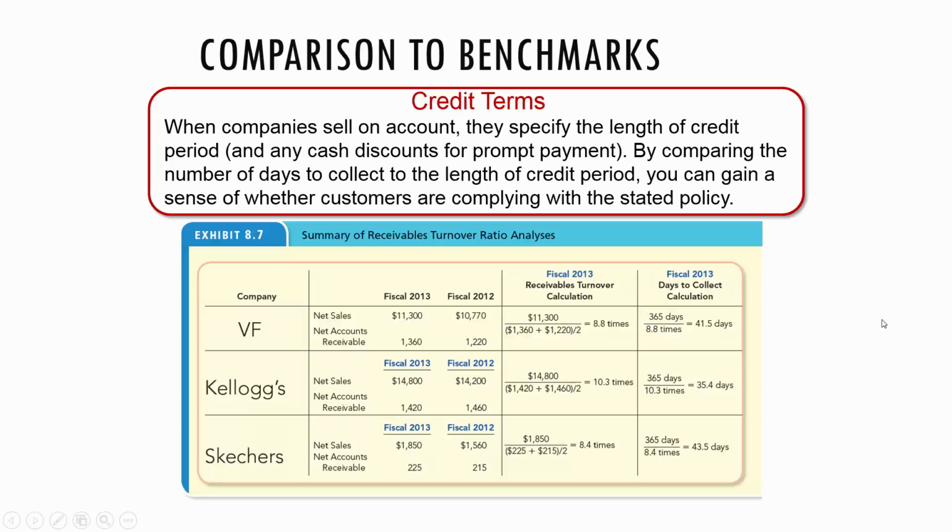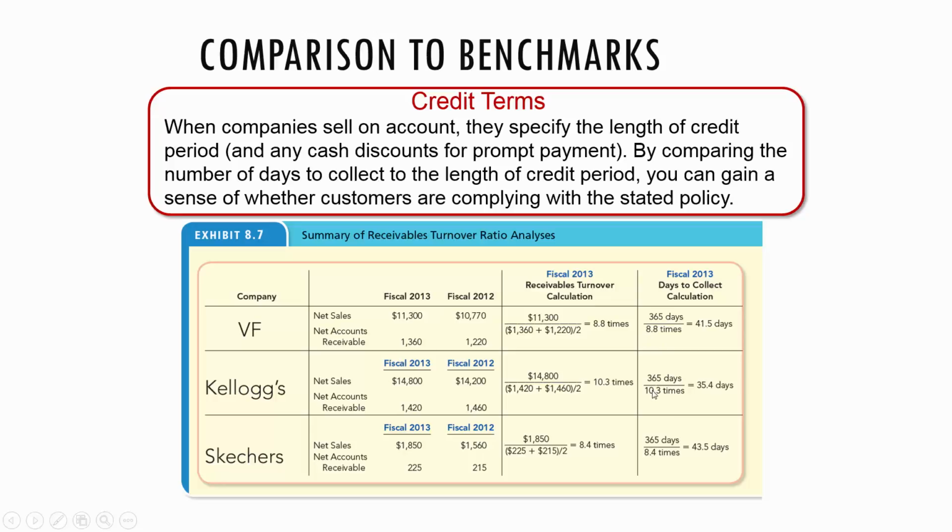You can also compare different companies, and you can see that here VF turns over 8.8 times, Kellogg's turns over 10.3, and Skechers turns over 8.4 times. And it also translates then, another way of looking at it is in the days to collect, which is really a kind of an inverse, because you put this receivable turnover calculation in the denominator when you do the calculation.